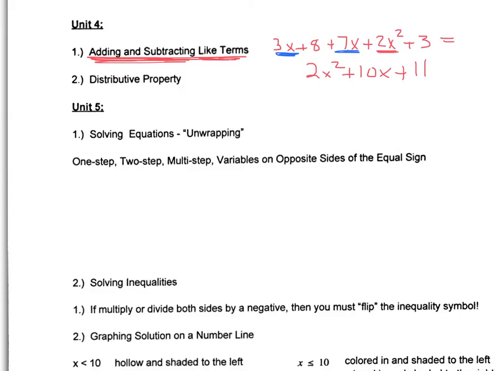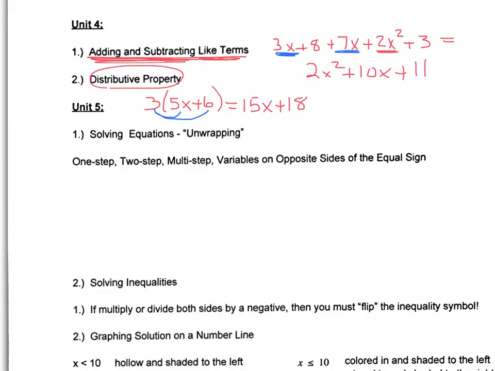And another really big concept was distributive property. For example, 3 times the quantity 5x plus 6. You had to take that outside number and distribute, which means multiply it by everything inside the parentheses. So that'll give you 15x plus 18.